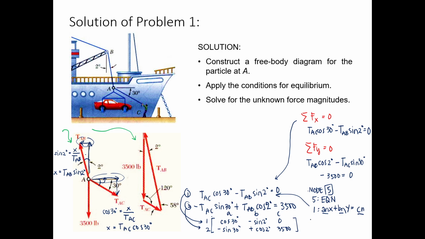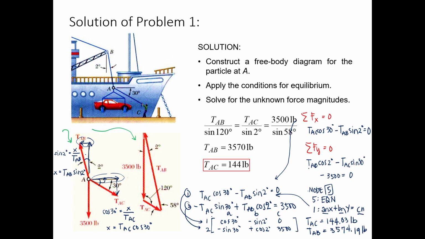Okay, so the answer for the first variable x, that's TAC. So TAC is equal to 144.03 pounds. Then the y component, the other component, TAB, the tension of the cable, that's 3,574.19 pounds.